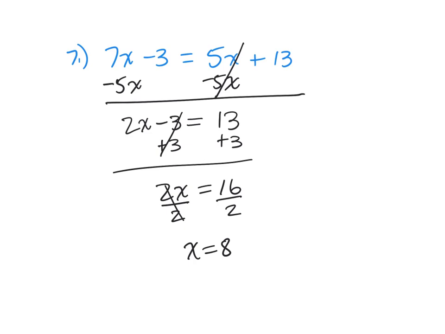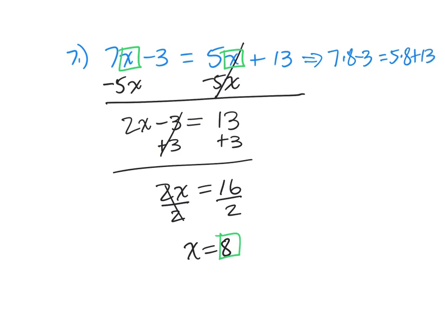Okay, let's check that solution. Let's go back to the original equation. Everywhere I see an x, I'm going to put an 8 in there and see if it makes a true statement. So let's see, I'm just checking now, that would be 7 times 8 minus 3. Let's see if that's equal to 5 times 8 plus 13.